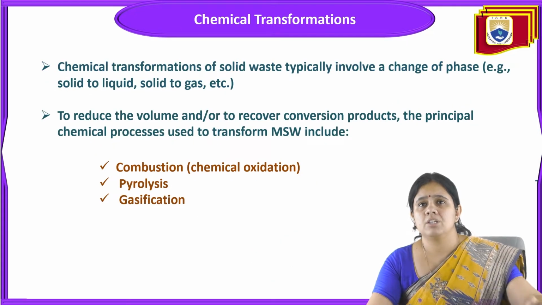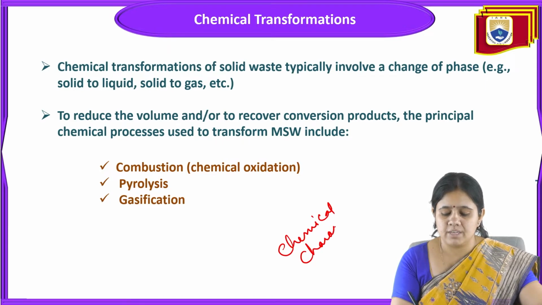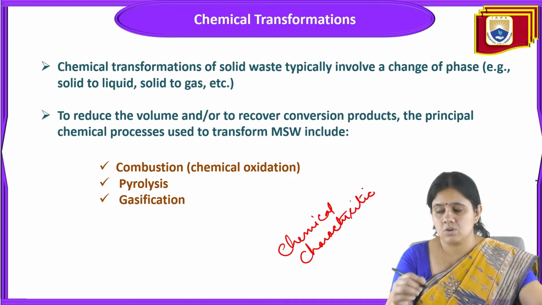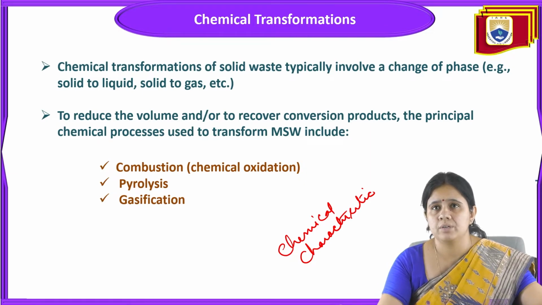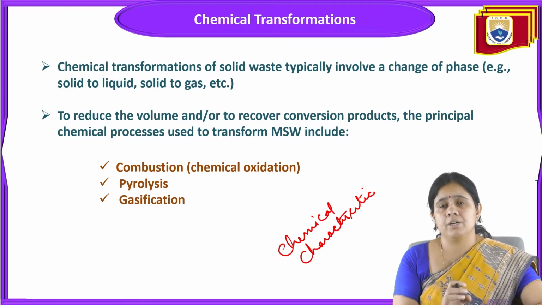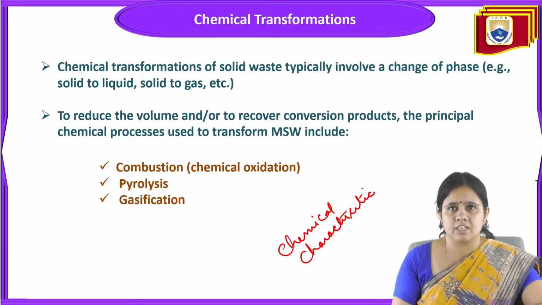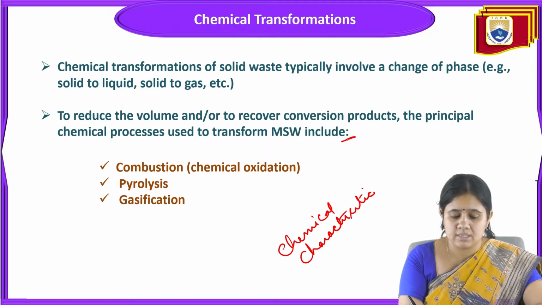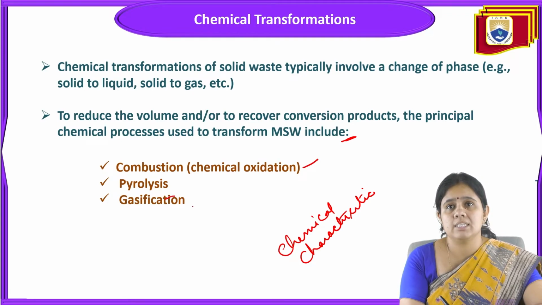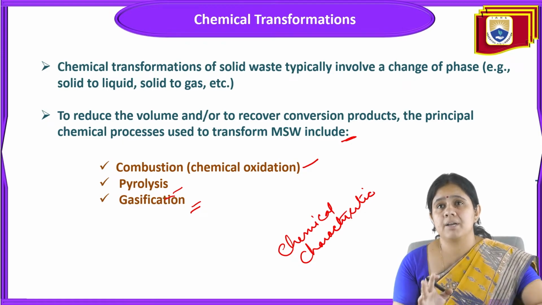Chemical transformation is all related to the chemical characteristics of the waste. It typically involves a change of phase, like solid to liquid or solid to gas, through a chemical reaction. To reduce the volume and to recover conversion products, the principal chemical processes used to transform MSW are combustion, pyrolysis and gasification. These three processes are included in the chemical transformation step.